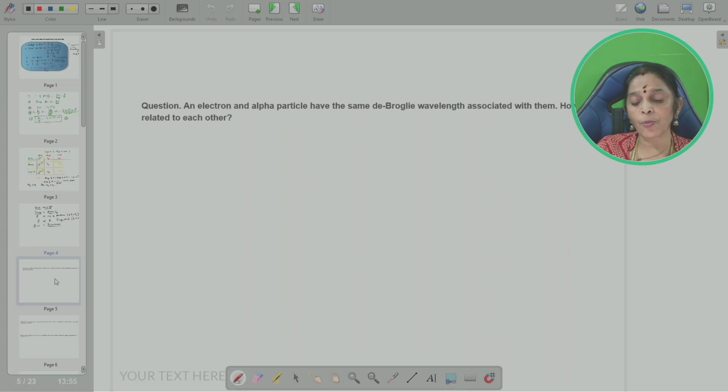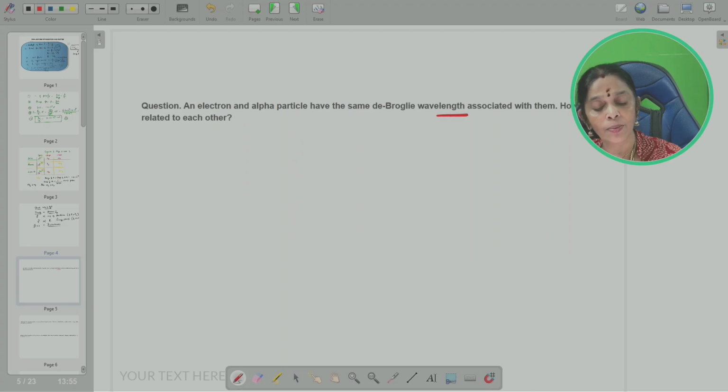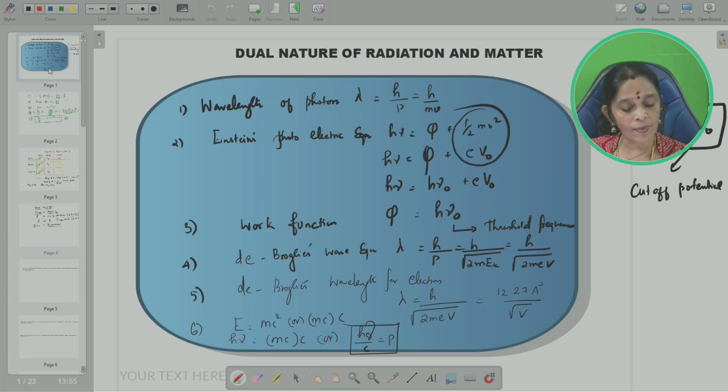The electron and alpha particle have the same de Broglie wavelength associated with them. How are their kinetic energies related to each other? What is the de Broglie wavelength formula? Here we have written lambda is equal to h by p, lambda is equal to h by root of 2mEk, or h by root of 2meV.